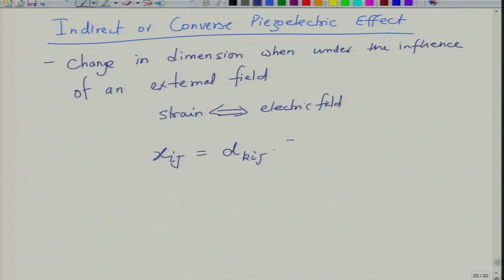dkij into ek, or you can say this is also written as d prime ijk into ek, and sorry, not prime, but I can write it as transpose. Okay. So, T is the transpose of the matrix, and this is basically called the converse or indirect piezoelectric coefficient. Okay.